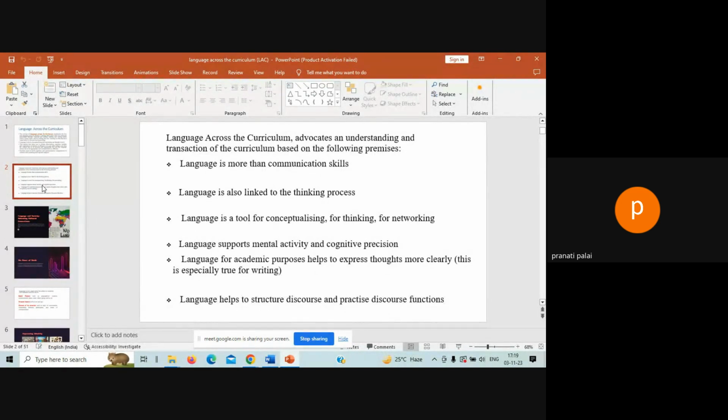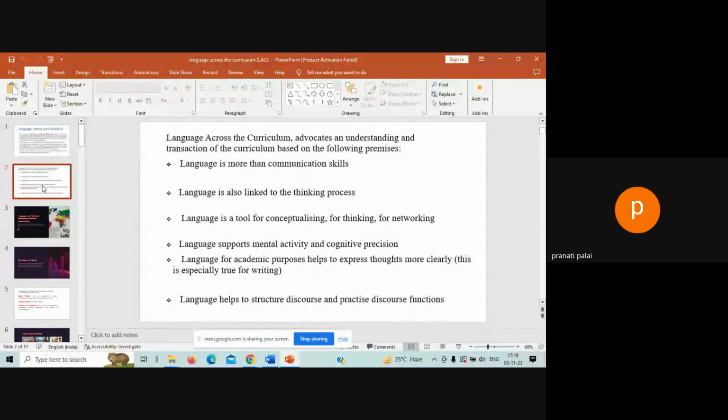Whatever mental activity we are doing, sometimes it is seen that whenever some time is given to the students to reflect on what they are doing, a mental activity happens within the learner, and cognitive precision follows. When we are given some time to think, the output will be better. So a teacher must have patience. The teacher must give wait time to the learner. The teacher must wait for the learner.